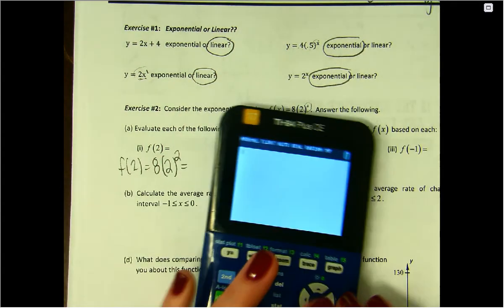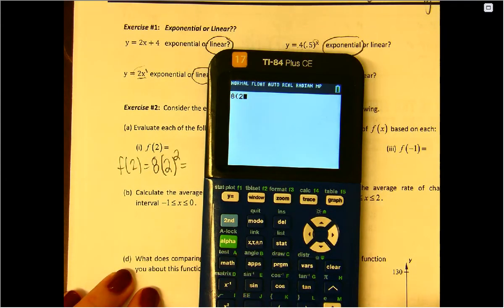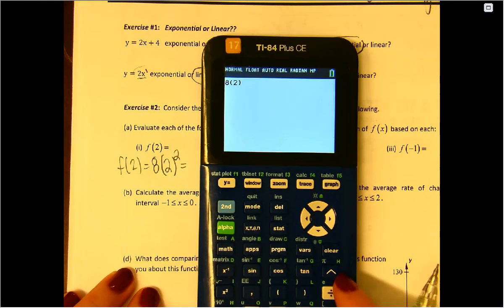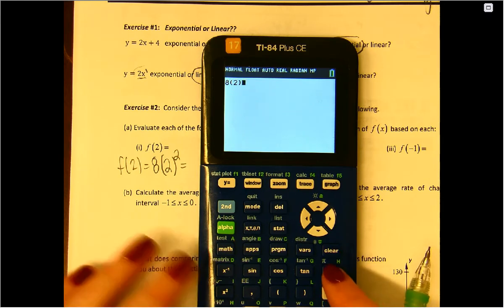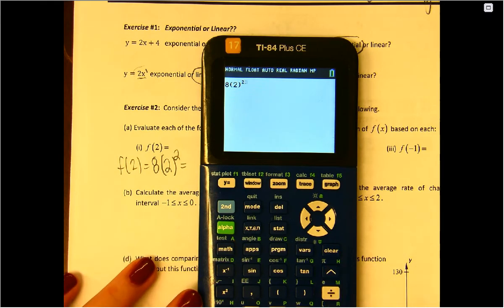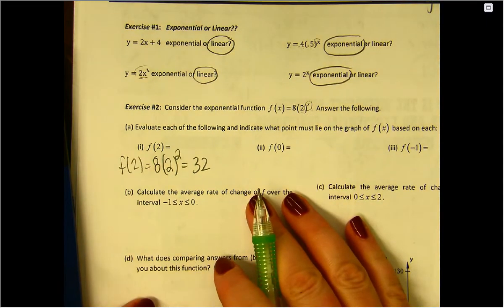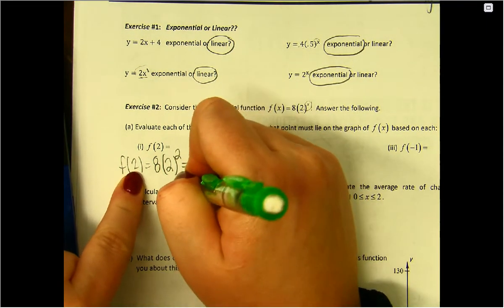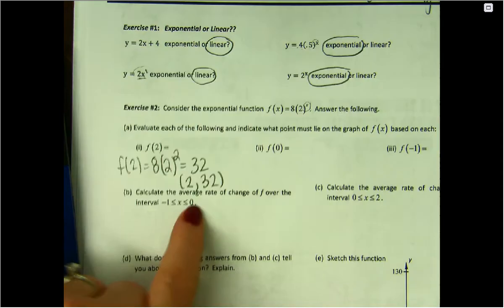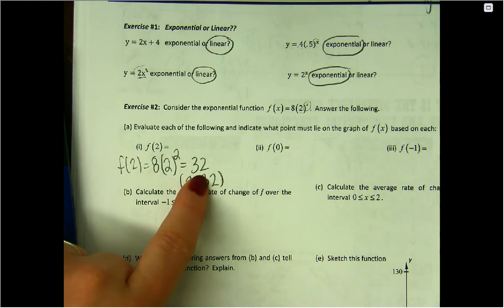So let's put this into our calculator. I would have 8, parenthesis, 2. If you want to raise something to a power, you always hit the little caret button, it's underneath your clear button. So power it up to the 2, and I get 32. What would this be as a point? Well, your input is your x, and your output is your y. So I would have the point 2, 32. What I put in and my answer.